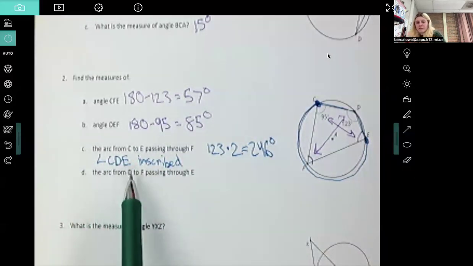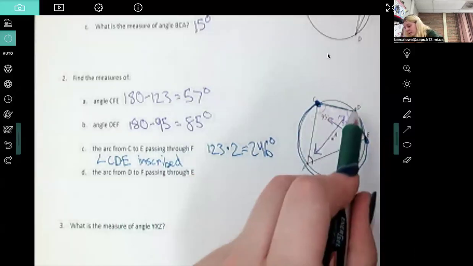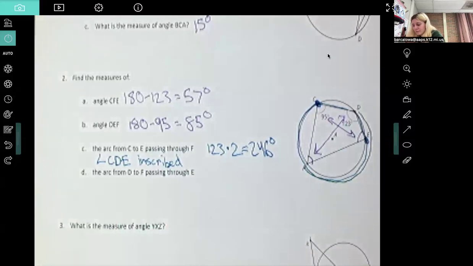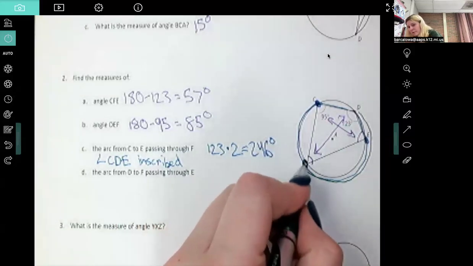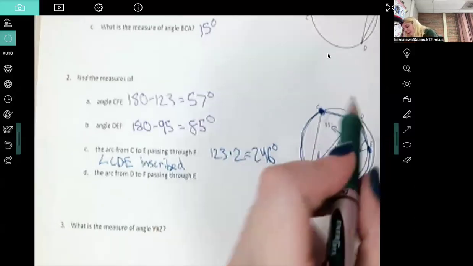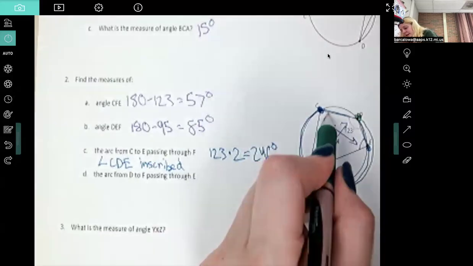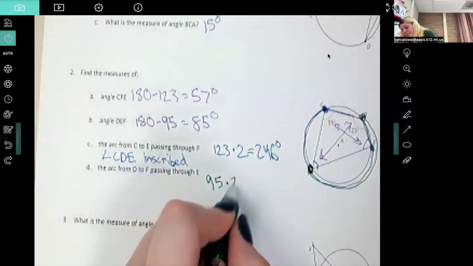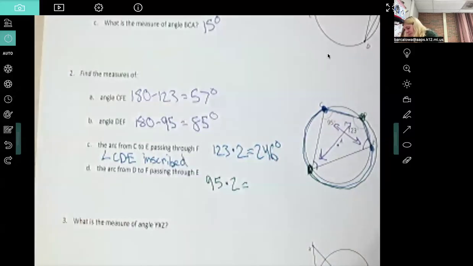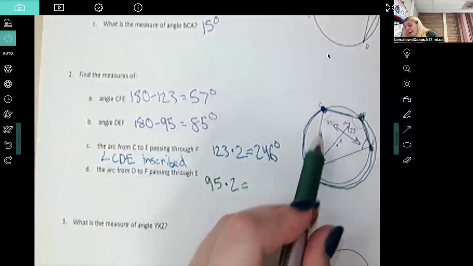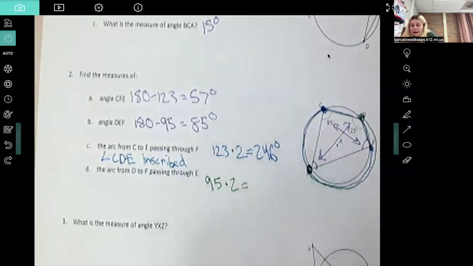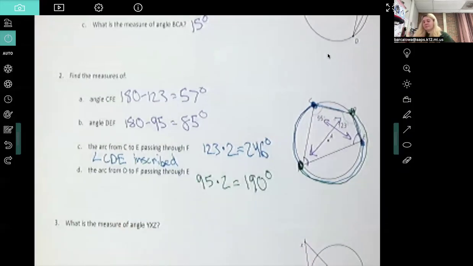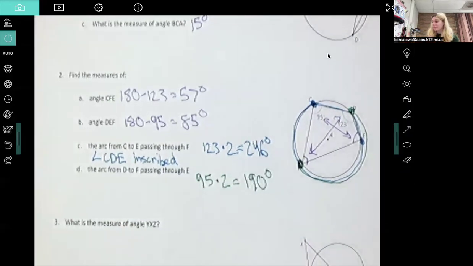Okay, the arc from D to F passing through E. So from D to F passing through E. All right, again, look at those endpoints. This is definitely connected to this angle C. So 95 times 2. 95 is the inscribed angle, so the central angle and the arc are double that, so 190 degrees.